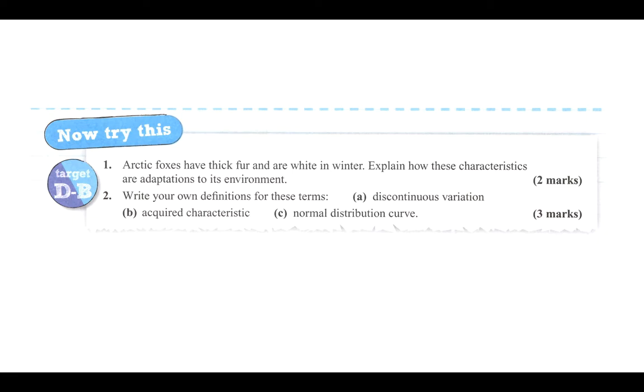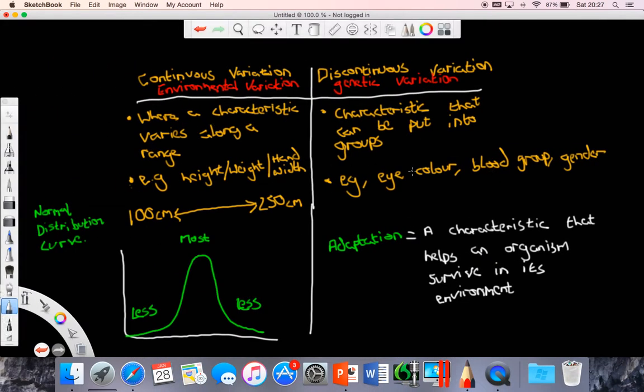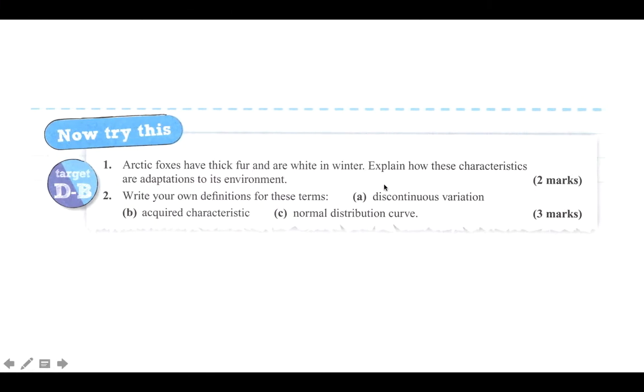Write down your own definitions for these terms. Discontinuous variation. You should have said that variation that occurs in discrete groups where it is not possible to have a variation that falls between the groups. So discontinuous variation is where it cannot be in between groups. So for example, eye colour is either blue, brown, green, or sometimes white or grey. You can't have purple. You can't have orange eyes, okay?